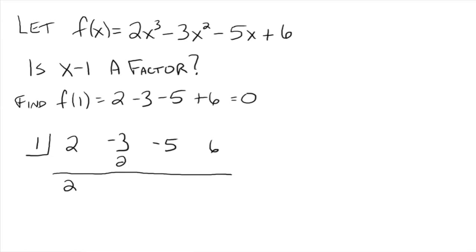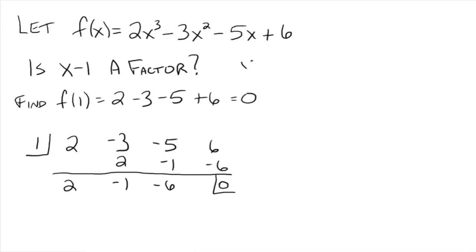1 times 2 is 2. It's negative 1, negative 1, negative 6, negative 6, 0. And we got 0, just like the remainder theorem said we would get. If you divide x minus 1 into f of x, then the remainder, 0, is the same thing as if you were to evaluate the original function at that k value 1. And they are the same. Now with the factor theorem, we know that x minus 1 has to be a factor.